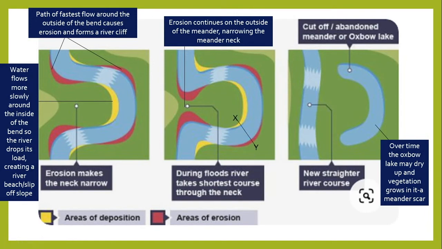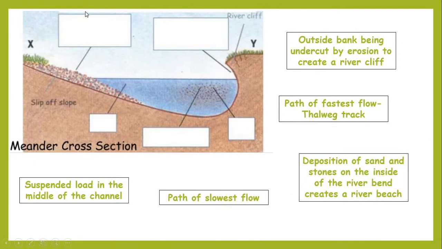Okay, imagine we cut down through the land along this cross section from X to Y, and we were looking at it sideways on. All right, so you've got deposition, river beach on the inside, erosion, river cliff on the outside. This is what it would look like in cross section. Okay, this also popped up in an exam before. It's only worth 4 marks though.